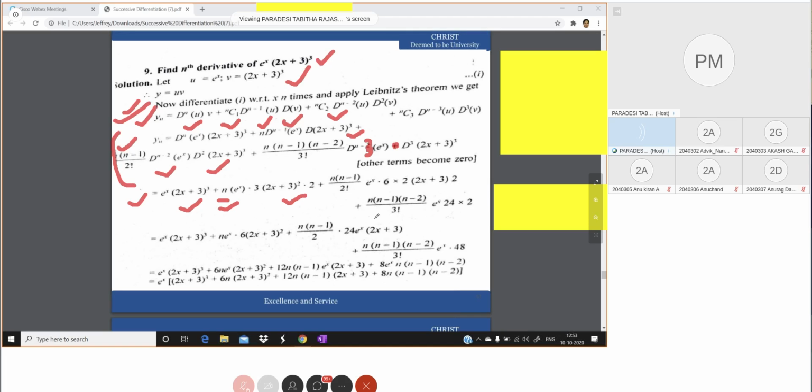That's the next term. Then we have an nC3. So n into n minus 1 into n minus 2 by 3 factorial. Derivative of e to the x is again e to the x. And then look at these coefficients. 6 into 4, 24 is already there. And then derivative of (2x plus 3) just comes with a 2. So this is our last step. Confirm whether the last term is right. Confirm, because you confirmed the first two terms. I want you to confirm the last two terms. If they are right, we proceed. Otherwise, mention a repeat.